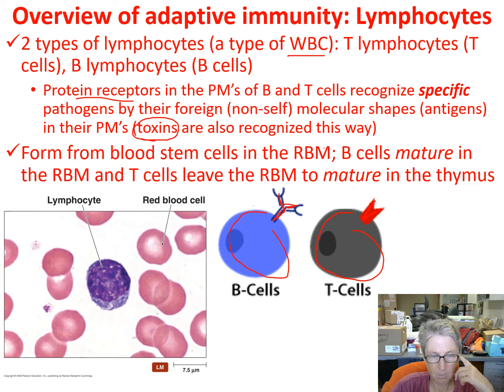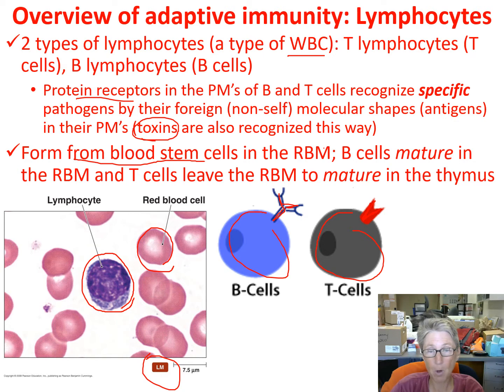And this is a light micrograph of a lymphocyte. So this could be a B or a T lymphocyte, I can't really tell. And then here's red blood cells. B and T lymphocytes form from blood stem cells in the red bone marrow. That's RBM, red bone marrow. So they form there, but for B cells to become mature, they stay in the red bone marrow. If you are a T cell and want to become mature, be able to go out and fight all the bad bacteria in the world, you have to leave the red bone marrow and you go to the thymus to mature.